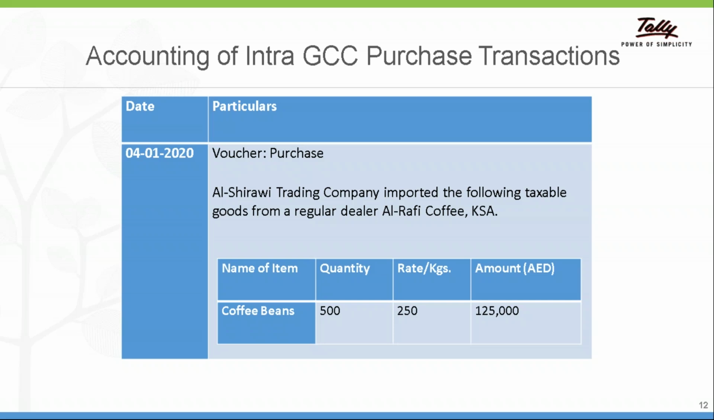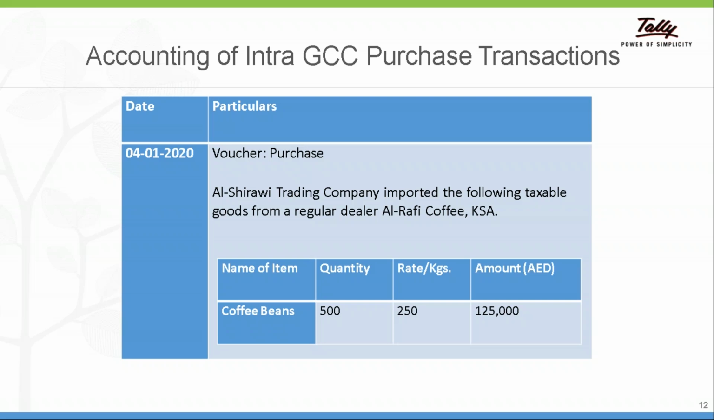If I'm making a purchase, then in case of reverse charge, I will generate the liability on behalf of the seller and then pay it to the department. Then I will avail the input tax credit. So let us now see how this is handled in Tally ERP 9. Al Shirawi Trading Company imported the following taxable goods from a regular dealer, Al Rafi Coffee KSA.